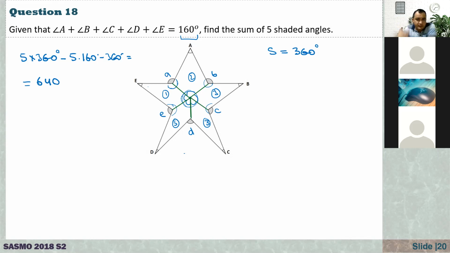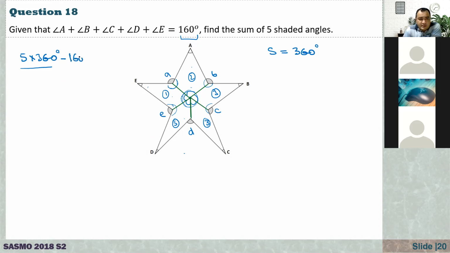Wait, that's 80. So 360, 1, 2, 3, 4, 5. Okay, 5 times 360 is 1,800. Now the sum of these angles, 1, 2, 3, 4, 5, it is not 5 times, it's just 160, because A plus B plus C plus D plus E is equal to 160. Why did I multiply by 5?